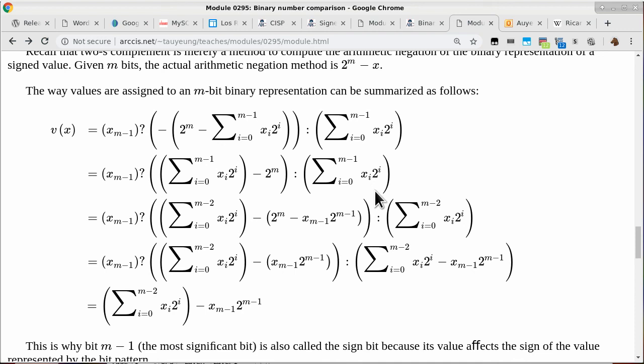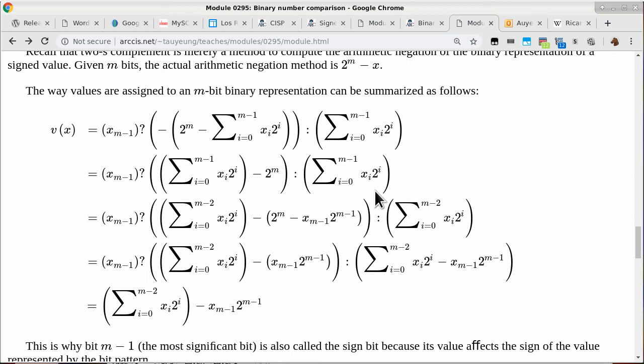And the way we do it is we ask, well, what is the most significant bit? X subscript m minus 1 is the most significant bit, otherwise known as the sign bit, okay? So we say if the sign bit is a 1, then it is this equation, otherwise it is that equation. But through all the calculations, we can just boil everything down to here.